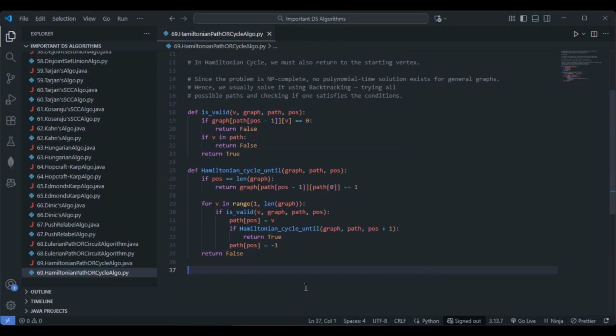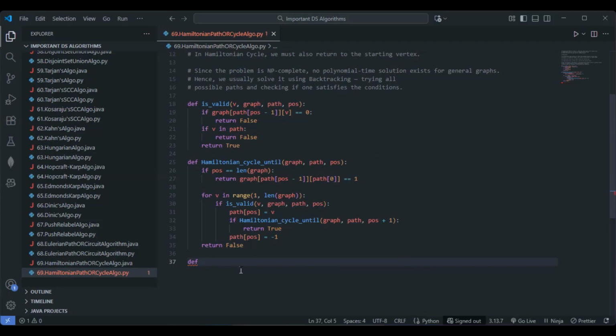Now, what is the next step? We have to write the function to find and print the Hamiltonian cycle, right? So I'll just go with def here. Let me keep this one as small exception. So I'll just copy here Hamiltonian cycle until here. Hamiltonian cycle remains same actually. Yeah. So let me pass the graph. I need the parameter graph within the function. So this is fine.